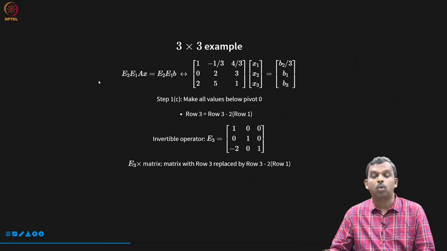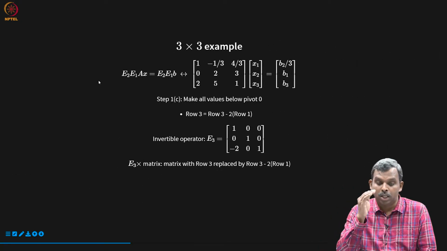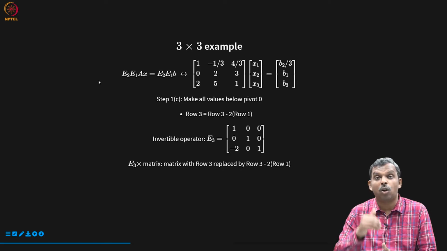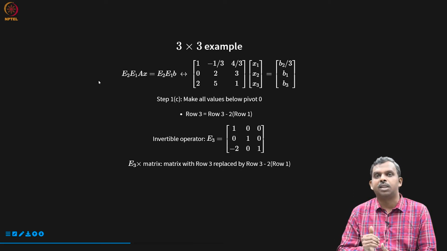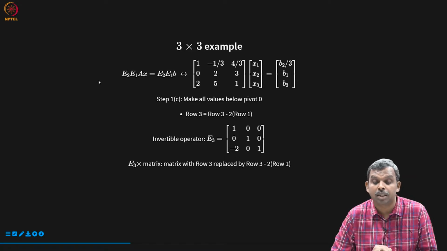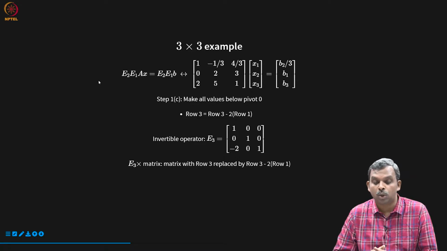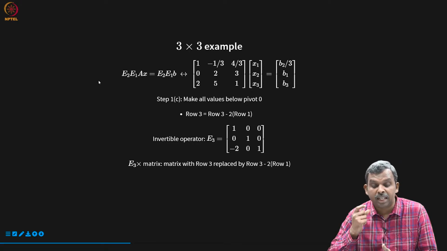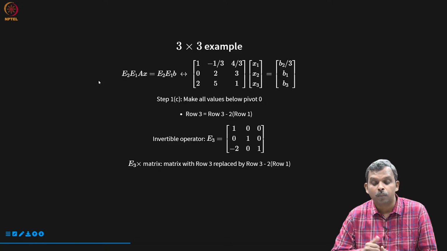You can do more now. So I have 1 on the pivot position. I can make all values below the pivot 0. That's the next step. So you can see I have 1 in the 1 comma 1 position. I want everything below it 0. Row 2 already has 0 there, so I don't need to do anything. Row 3 has 2 there, so what will I do? I will write row 3 as row 3 minus 2 times row 1.